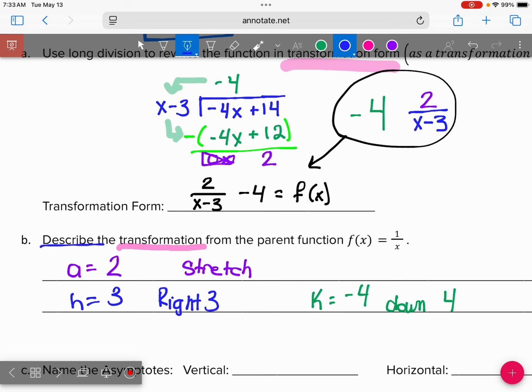So when it says describe the transformation, that's what I mean. It went left how many, up how many, down how many, that kind of vibe.